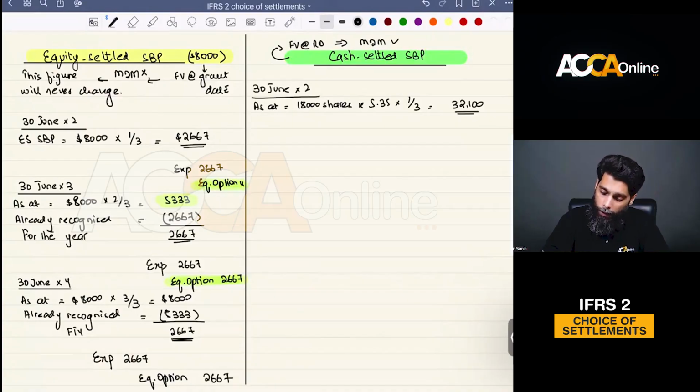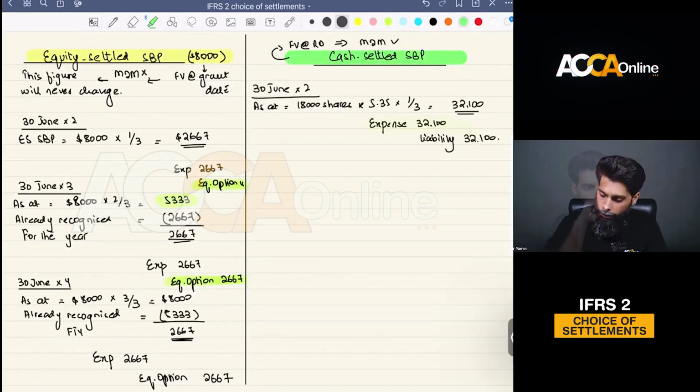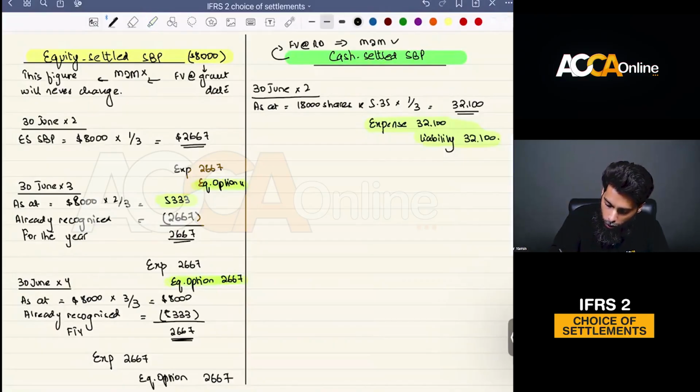Can you guys tell me what is supposed to be the accounting entry for this 32,100? Expense debit 32,100 and liability credit 32,100. Understood? Is it clear to everybody? Very good. Sir, what should be the accounting entry for 30th June X3? How should we account for it?